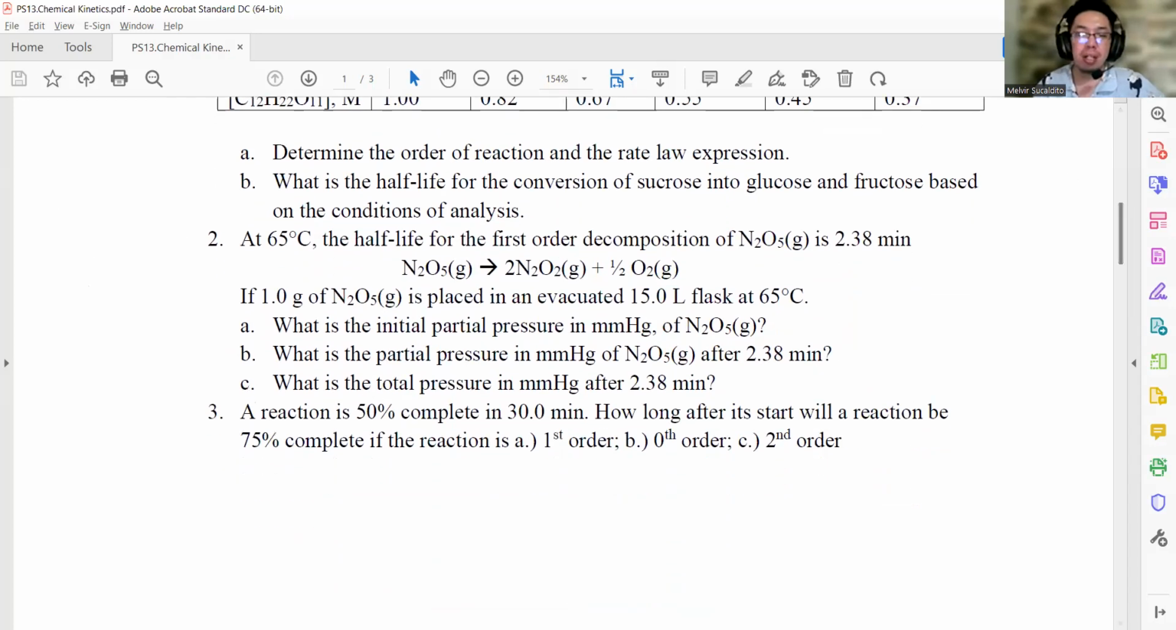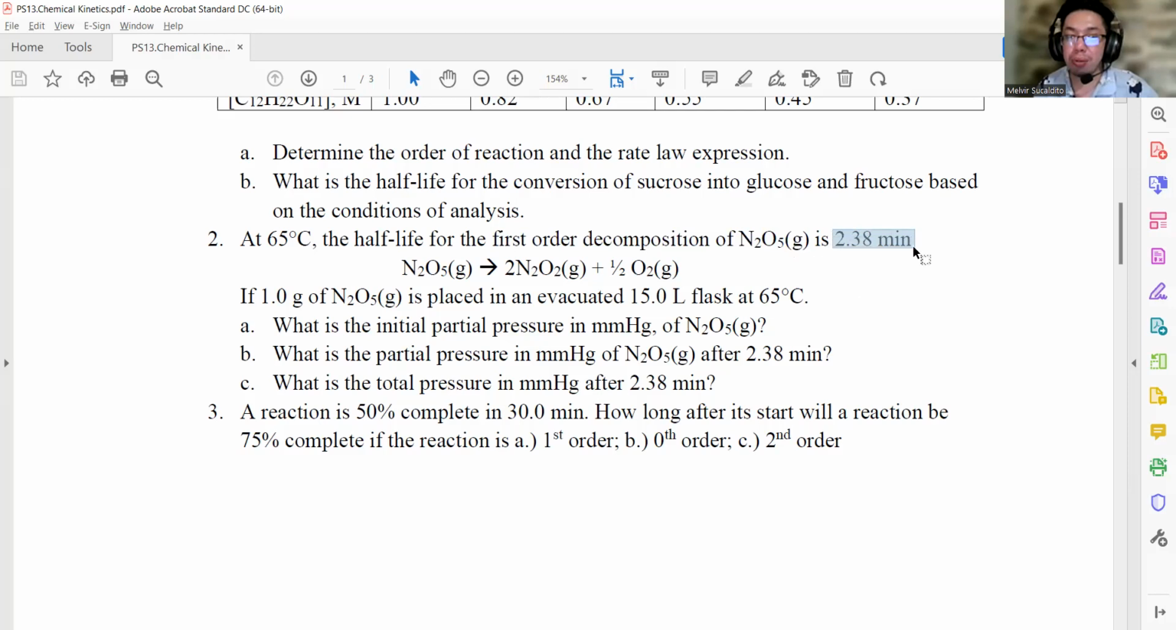What? It's the PVNRT. It has come back to haunt me. Okay, they're haunting you again. At hindi lang ito PVNRT, may stoichiometry pa siya. So at 65 degrees Celsius, the half-life daw for the first order reaction. So please take note, the order of the reaction is given. It's first order. Okay? So the first order decomposition of N2O5 gas is 2.38 minutes.